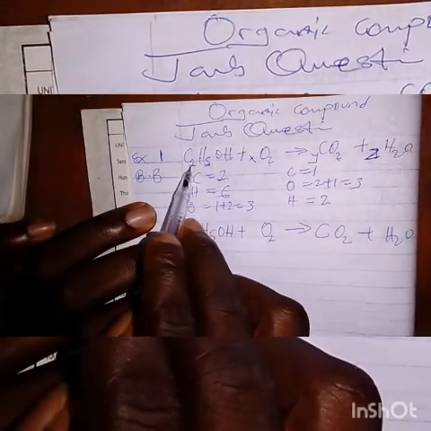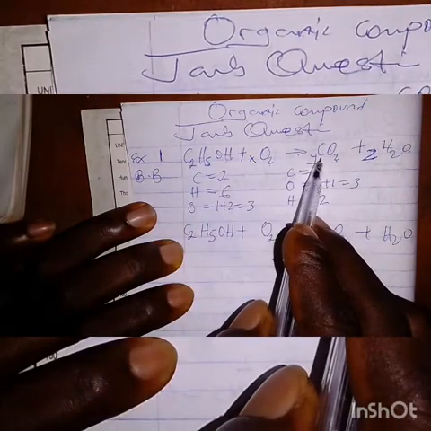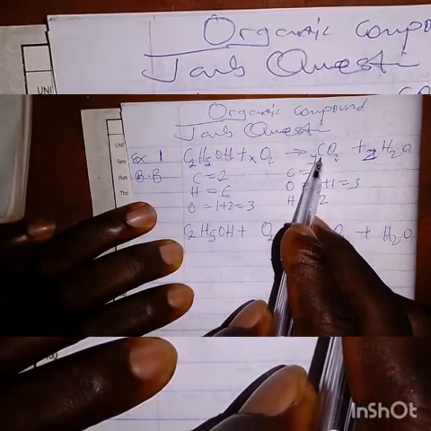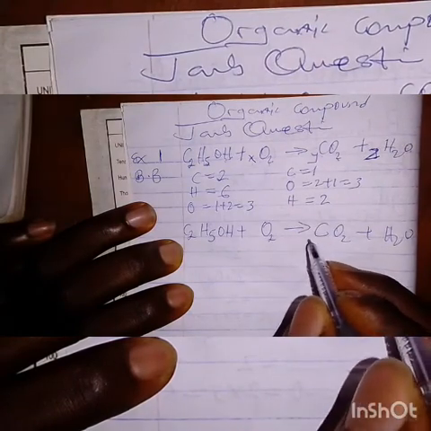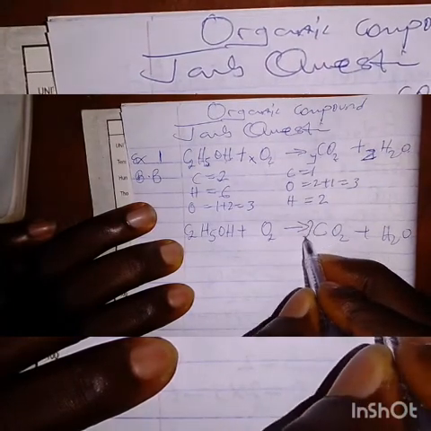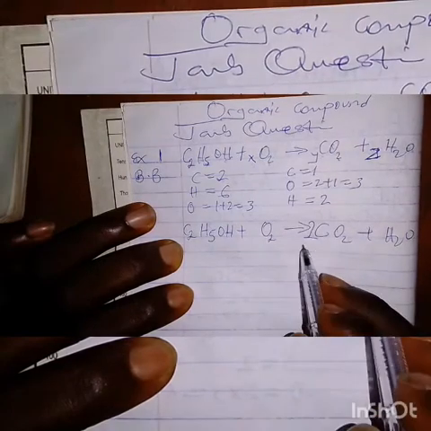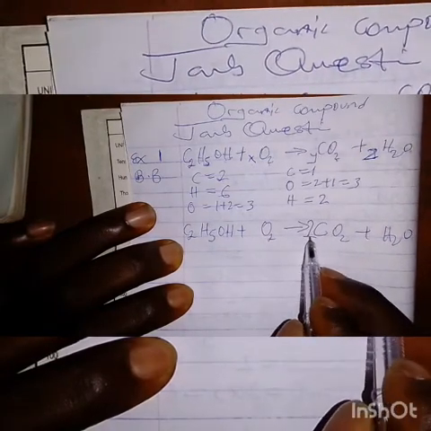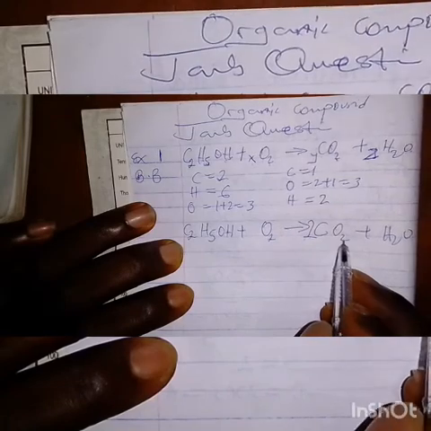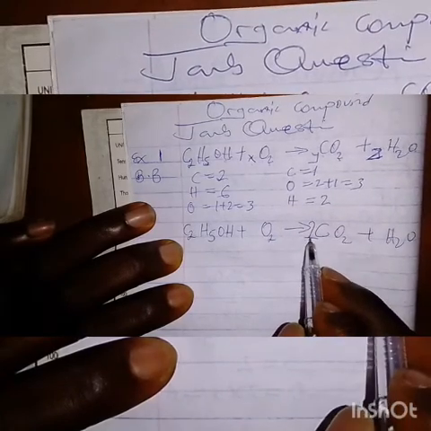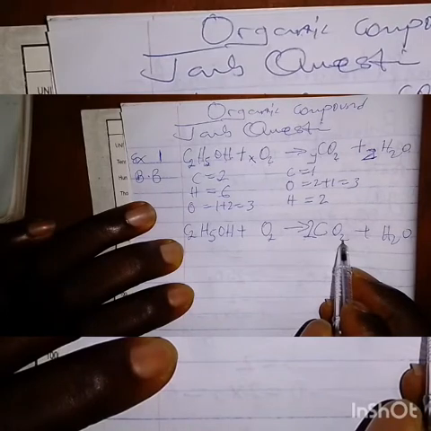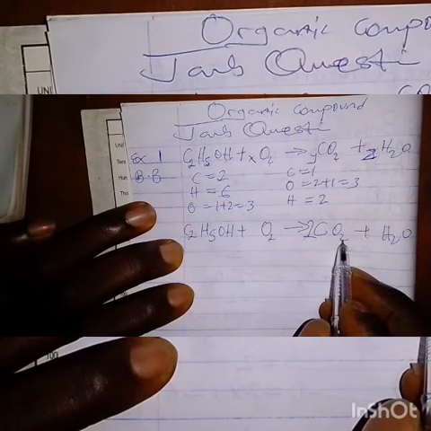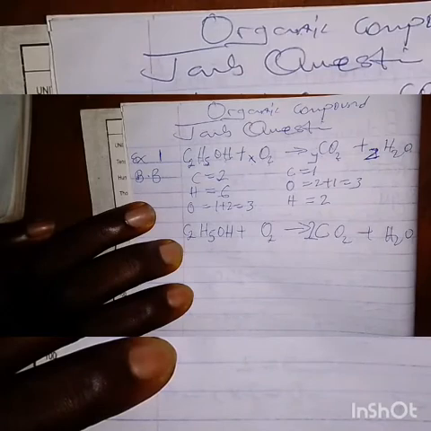But the number of C here is 2. The number of C here is 1. Then let us just try and put 2 here and see what we are going to have. If we put 2 here, this 2 is affecting the C, and is also affecting the oxygen. So in this place, 2 times 2 of this one will give us 4.